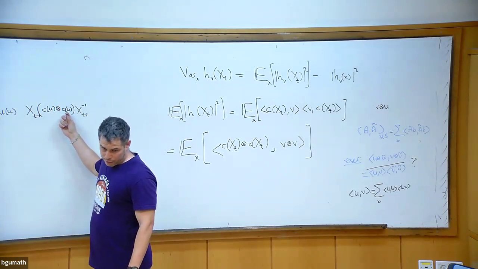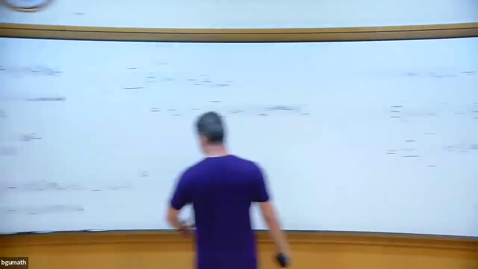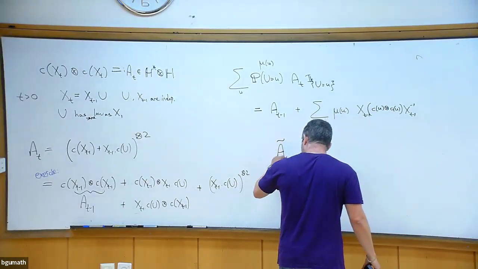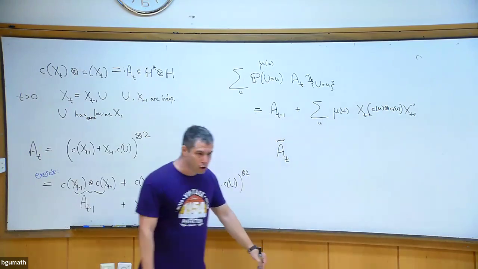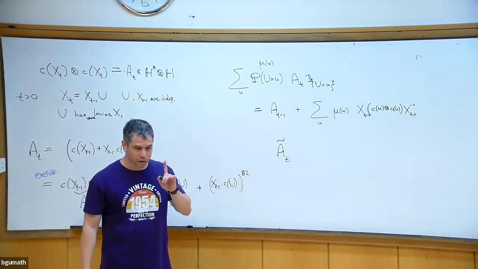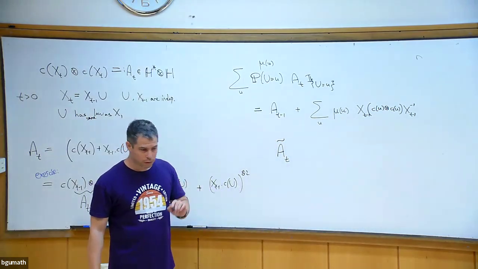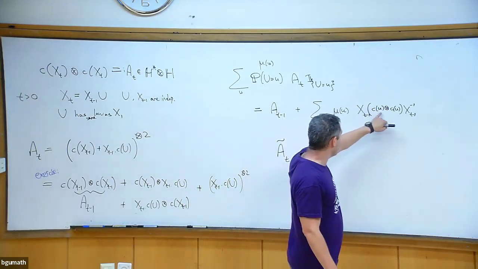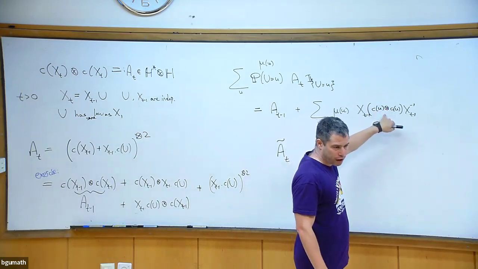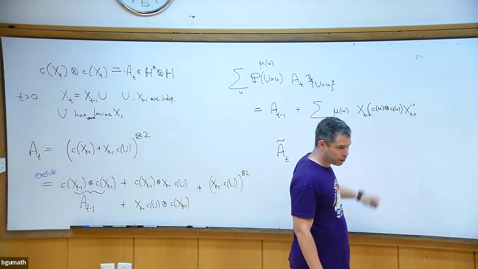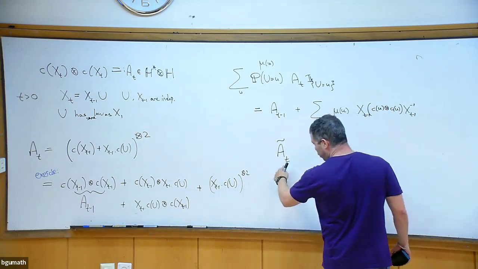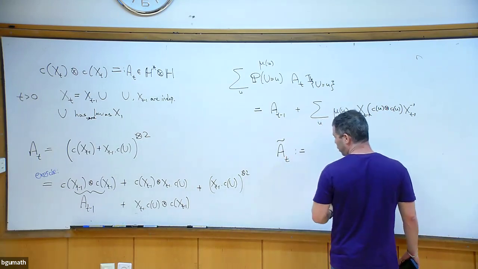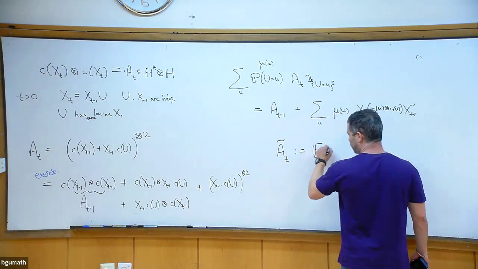So now I can define A tilde. This is no longer going to be a random Hilbert-Schmidt operator. This is going to be an actual Hilbert-Schmidt operator. Why this A_1? Just going over all the U's, this has the same value as A_1, the same distribution as A_1. What is C of X_1? X_1 has the same distribution as U. So again, I'm going to define A tilde of T by definition.